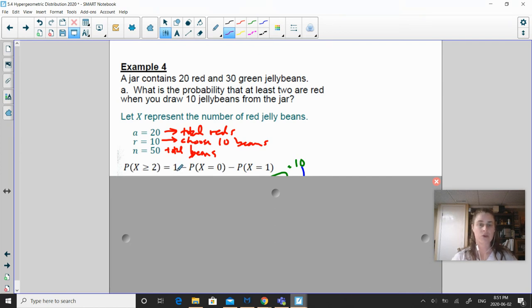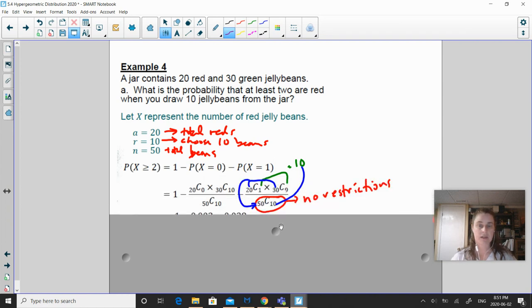So this would be good if you did the indirect method because to get at least 2 red, you could get 2, 3, 4, 5, 6, 7, 8, 9, and 10. Way too many cases to calculate. So the opposite cases that you do not want are when you have no reds or when you have 1 red. You're going to take both of those cases away from 1. Now we just need to calculate using our nice formula.